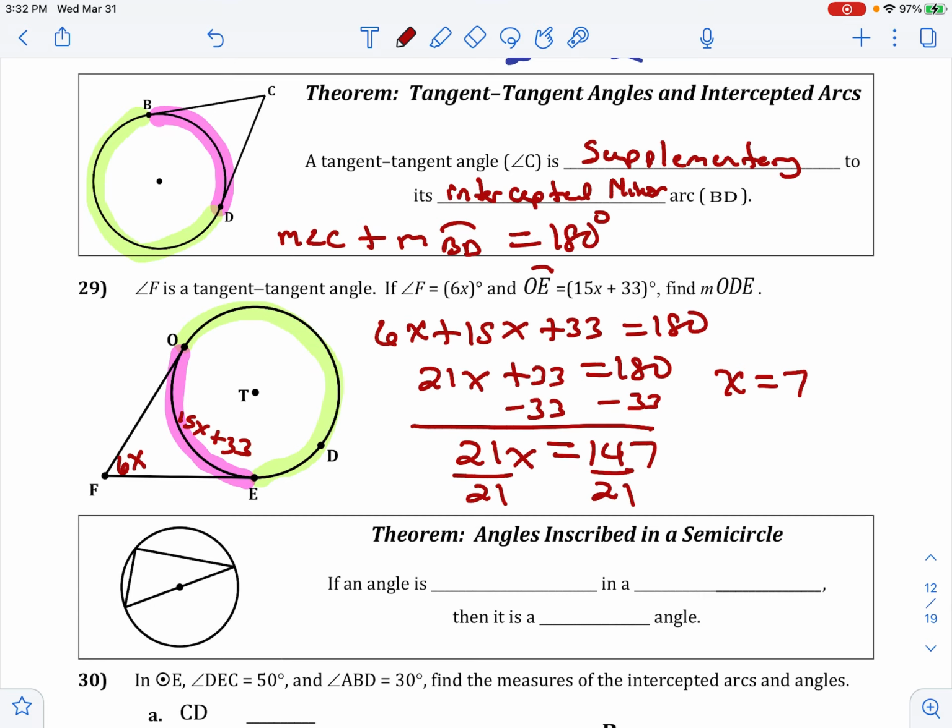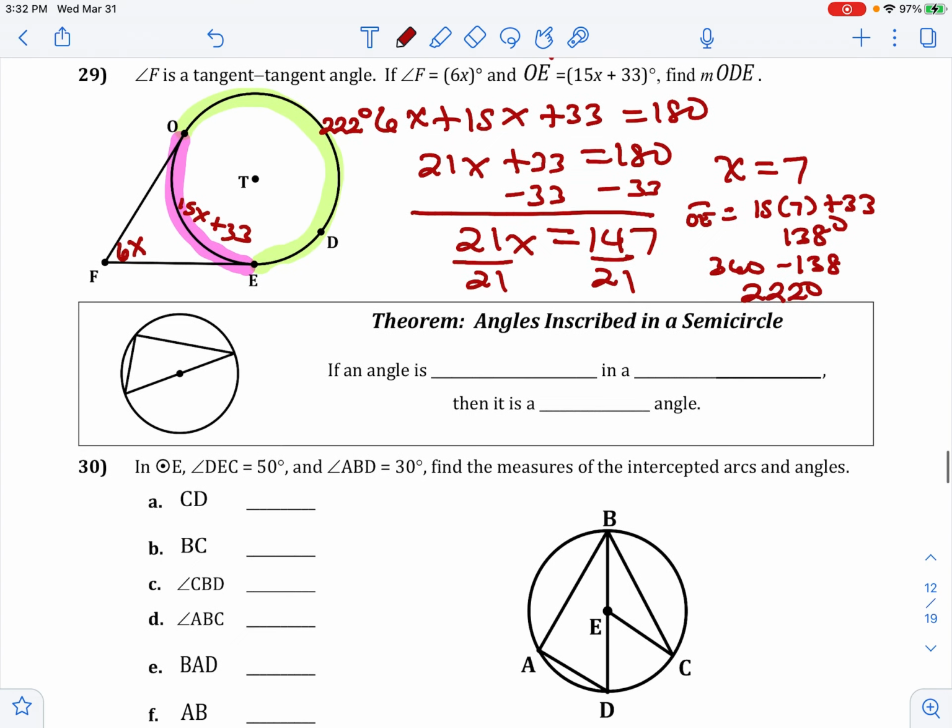Okay, so now let's go back and find out what they actually asked us to find. They want us to find arc ODE. So we probably should first find arc OE. If we do 15 times 7 plus 33, we're going to get 138. Then for the big arc, we'd have to take 360 minus 138, and that's going to be 222. So now we know this is 222. Okay, so just remember, those two add to 180.